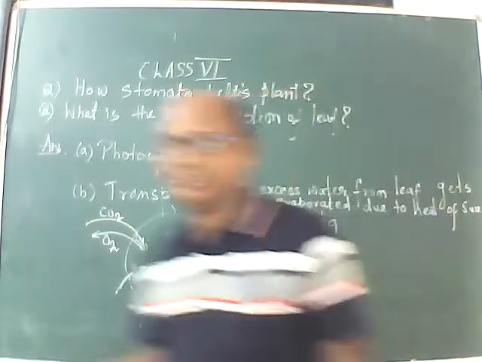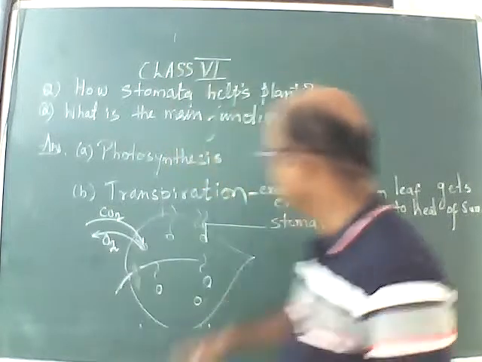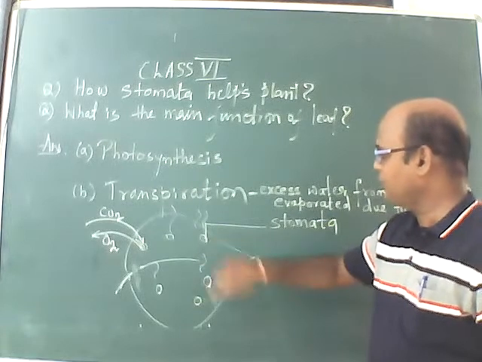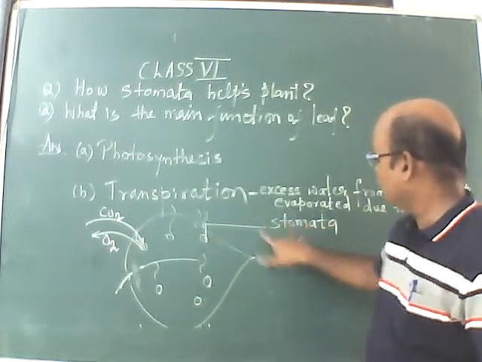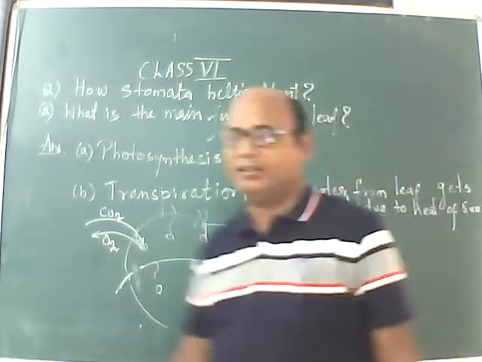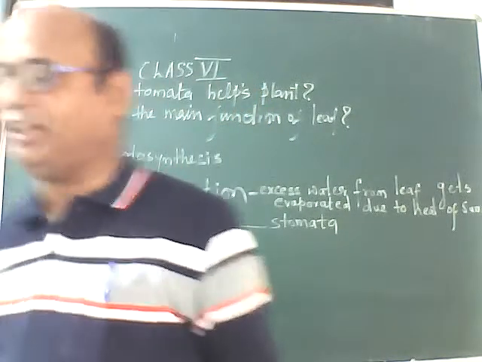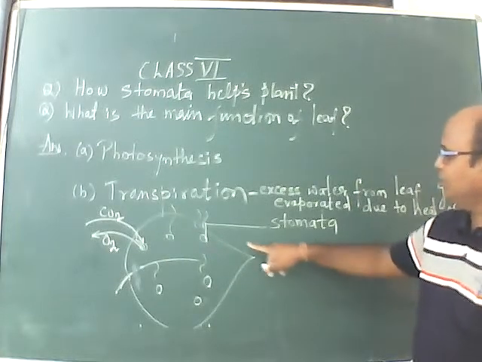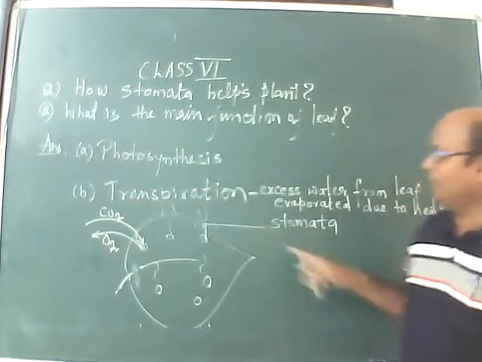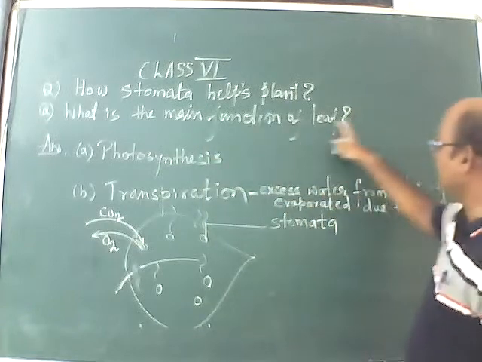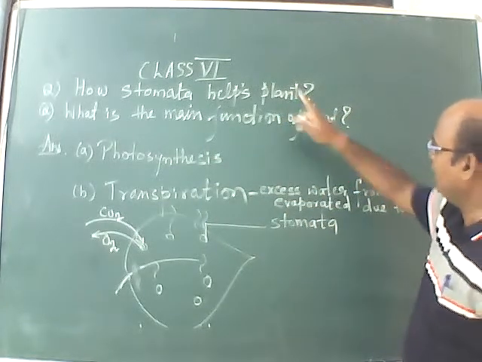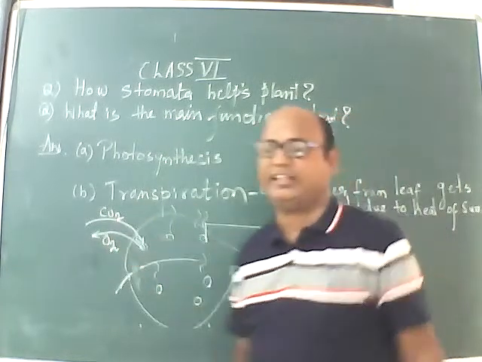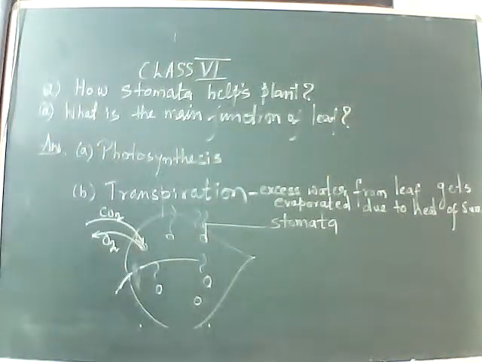Transpiration takes place through stomata, meaning the loss of water in the form of water vapor through these holes known as stomata. So this is how stomata help in the exchange of gases and also in the process of transpiration. So what is the main function of stomata? It helps in transpiration and in the exchange of gases, isn't it?